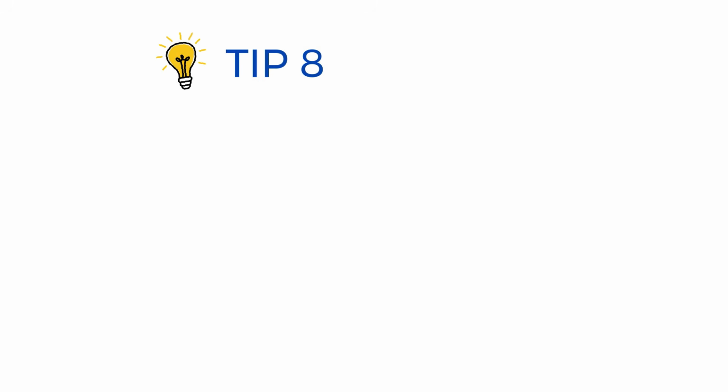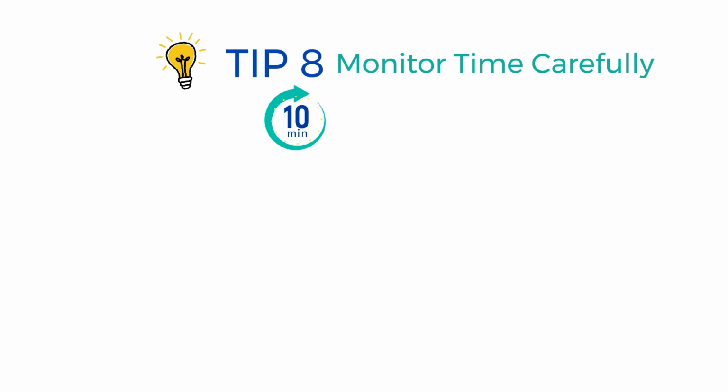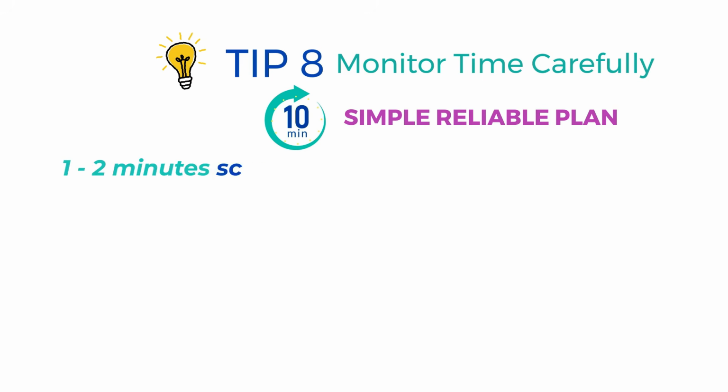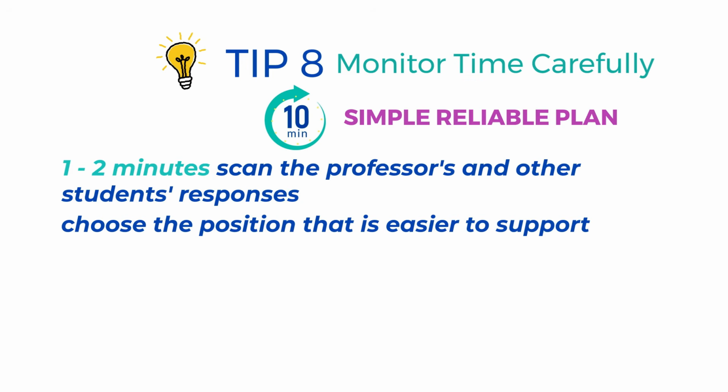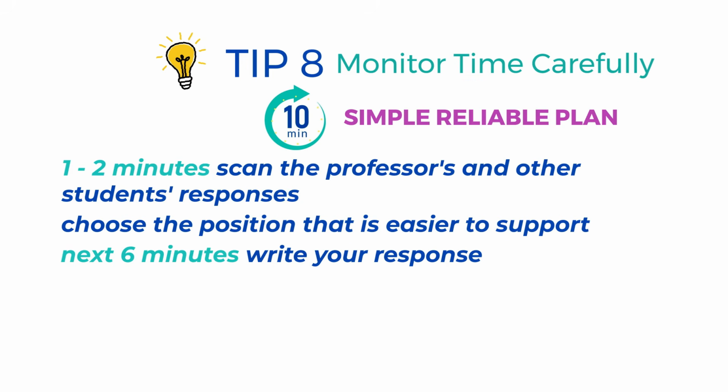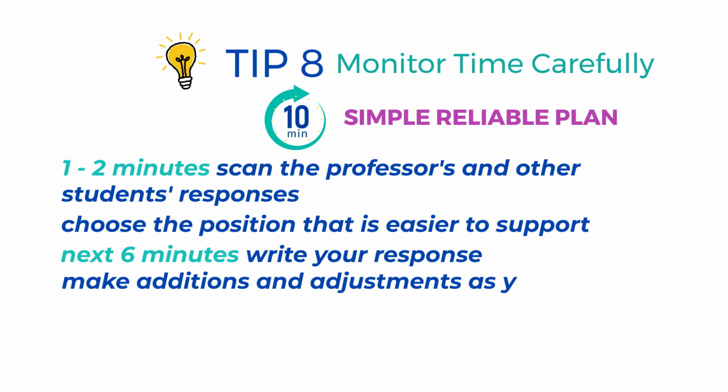Tip 8. As you work on the task, monitor your time carefully. You will only have 10 minutes to complete the task, so you need a simple, reliable plan to complete it efficiently. First, spend 1 to 2 minutes scanning the professor's and students' responses. Choose the position that is easier for you to support, not necessarily the one you personally agree with. Spend the next 6 minutes writing your response. Don't linger on planning your response, just write, make additions and adjustments as you go.